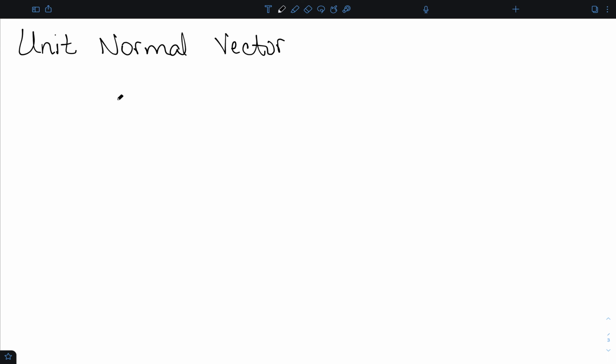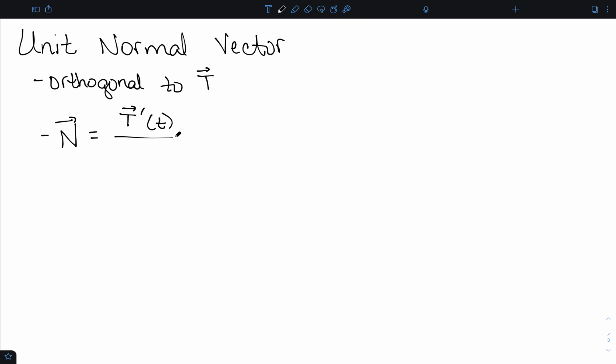Next, I want to talk about the unit normal vector. This is going to be a vector that's orthogonal to the tangent vector, so it will be orthogonal to our unit tangent vector T. This vector is denoted by N, and it's the derivative of the unit tangent vector.